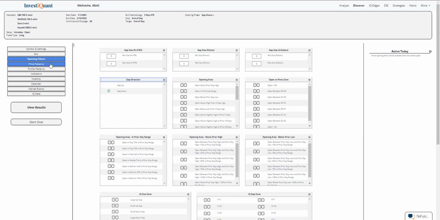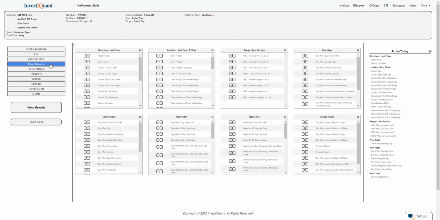The next thing I'm going to do is describe the action from yesterday. And the way I'm going to do that is yesterday closed up at the highest closing price of the past 10 days. So I'm going to use that filter by going to new highs, day after a 10-day high close. That's also available there in the active today. And then I'm also going to use yesterday had an unfilled up gap. So I can grab that from the active today or from the prior gaps here. I'll grab it from active today. So that is right there, day after unfilled up gap. That means that yesterday's low of day is above the prior day closing price. So I've got both of those selected.